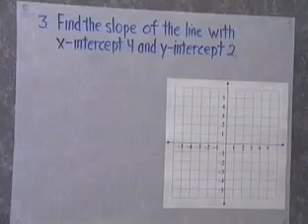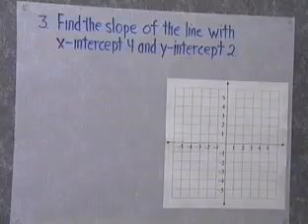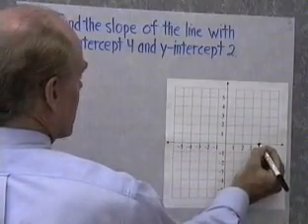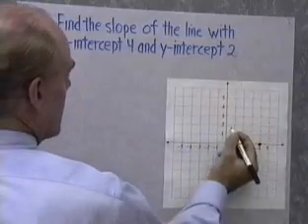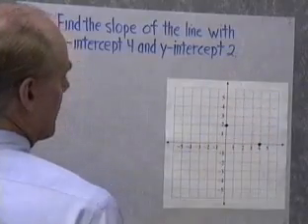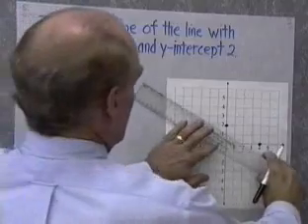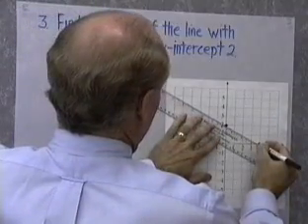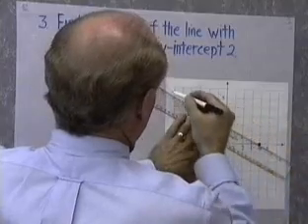This time we want to find the slope of the line that has an x-intercept of 4 and a y-intercept of 2. So first of all, let me graph this line. The x-intercept is 4, so it crosses the x-axis at 4. The y-intercept is 2, so it crosses the y-axis at 2. Now I'm going to draw a line between these 2 points. And what do we get here? Something that looks about like that.